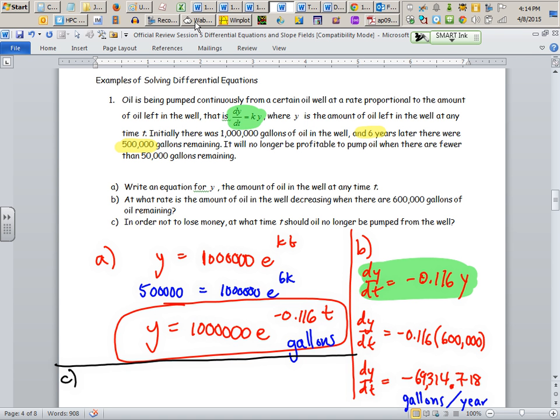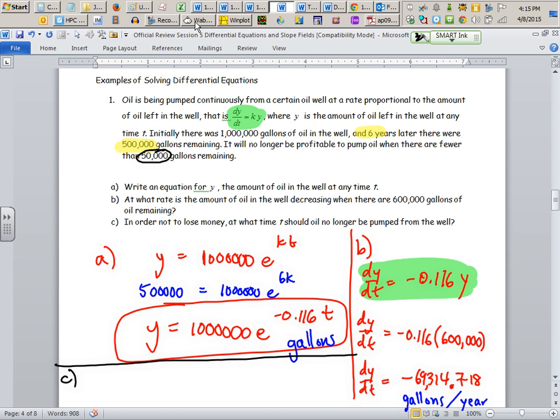So, it said here that it would no longer be profitable to pump oil when there are fewer than 50,000 gallons remaining. So 50,000 gallons. Should I plug that into the gallons per year equation or the gallons equation? 50,000 gallons. Which one should I probably plug that into? DFEQ or the general solution? Or table solution? Yeah, this is a measure of oil left in the thing, right? So I think it makes more sense with the 50,000 right there.